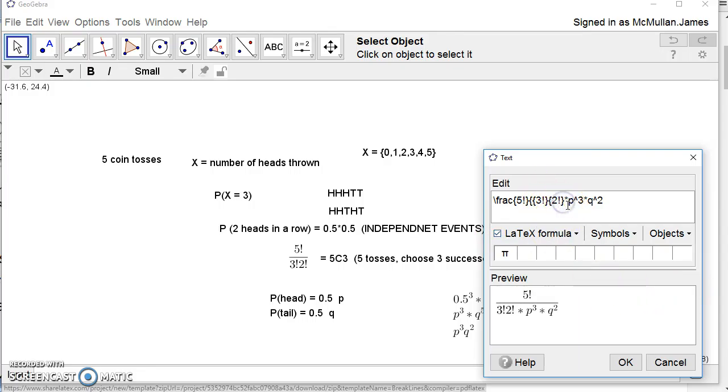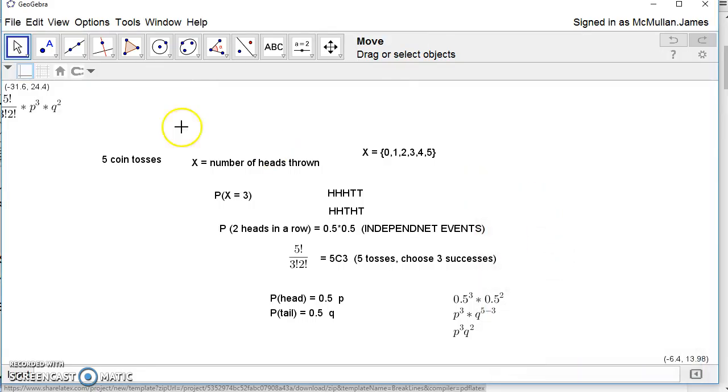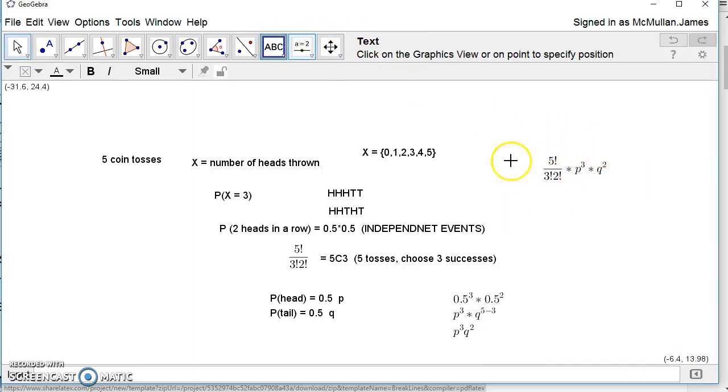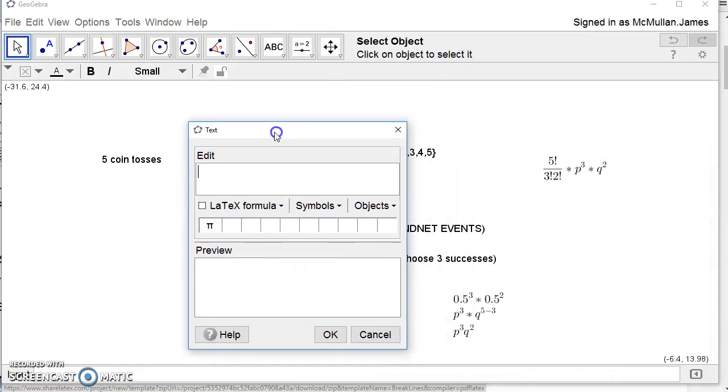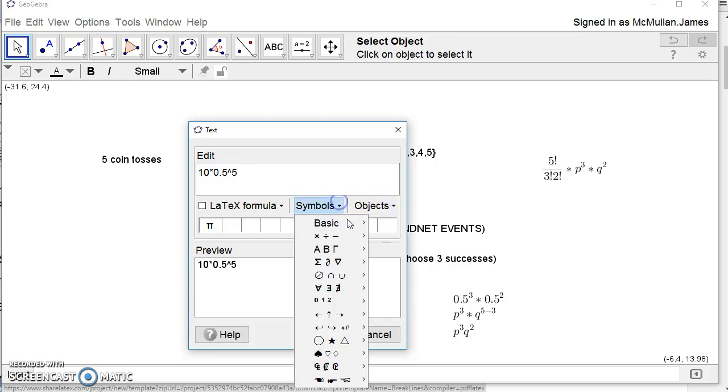And then we're just going to fill in our values for p and q. And so we arrive at the conclusion: 5 factorial is 120, divided by 3 factorial, which is 6, is 20, divided by 2 is 10. So we have 10 times 0.5 to the power of 5.